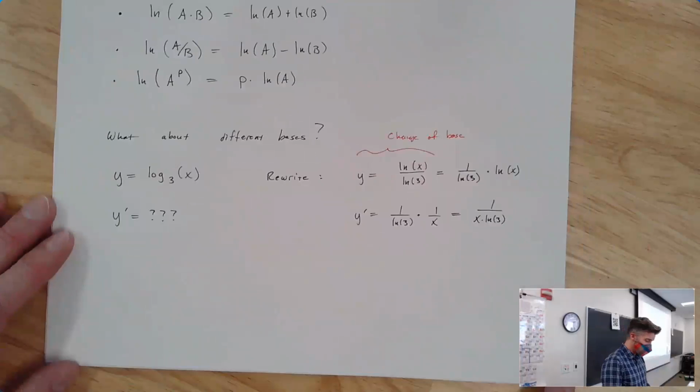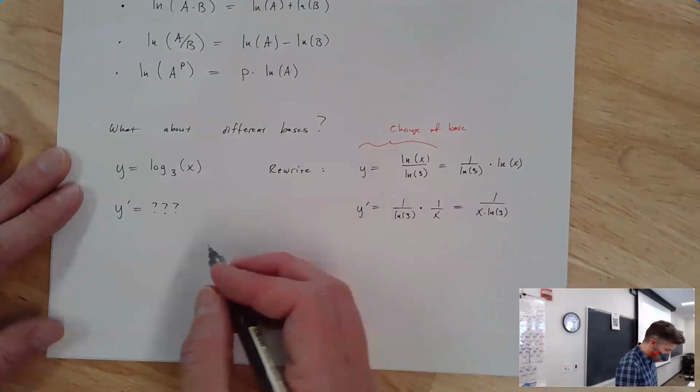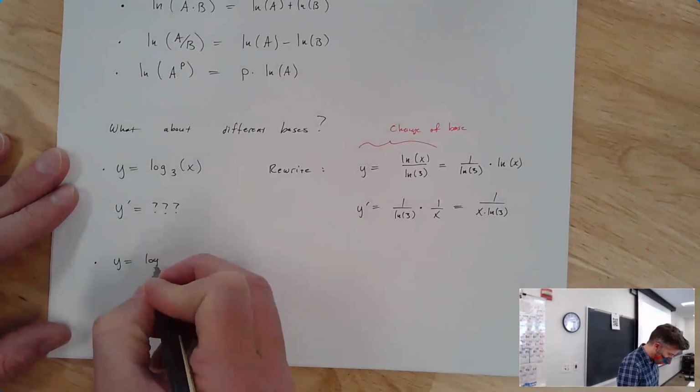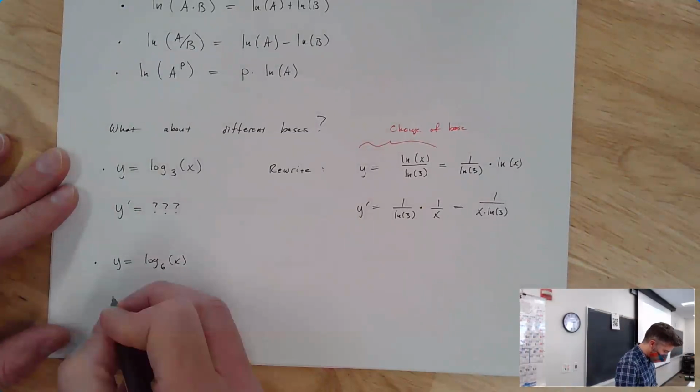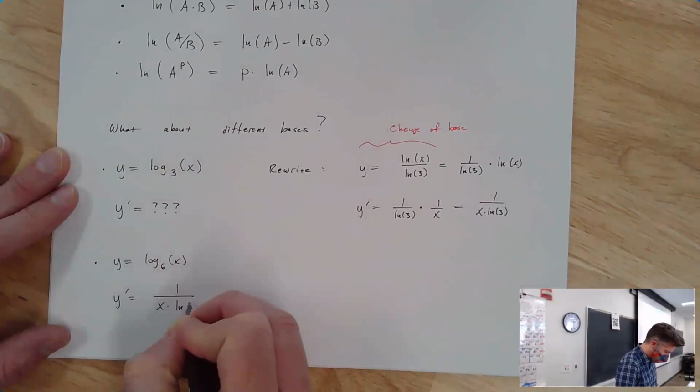So generally, if your base is something that's not the natural base, you end up dividing by the natural log of that base. Just as another quick example, if our function was y equal to log base 6 of x, the derivative is definitely going to be 1 over x natural log of 6.